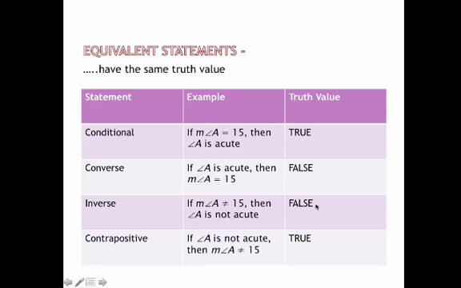Well, that's going to be false as well, because if we have a 30-degree angle, it's still acute, but it's not equal to 15. A contrapositive, remember, is taking the converse and negating both of those. So if angle A is not acute, then the measure of angle A is not 15. That is true, because if it's not acute, it obviously cannot be 15 degrees. So that's just an example of a conditional statement and coming up with the converse, inverse, and contrapositive of that, and telling whether the truth value is false or true.